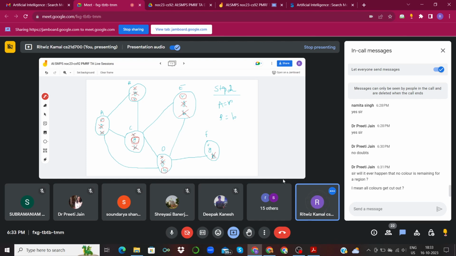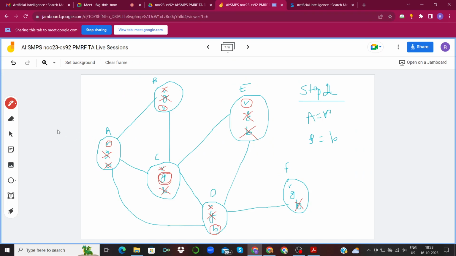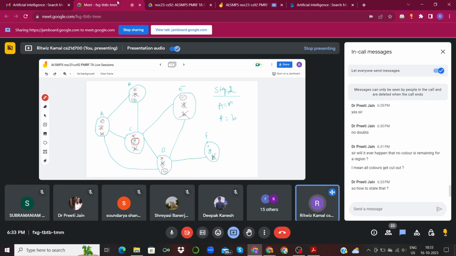For example, suppose that in this graph, your F had been connected to E as well. Then you couldn't assign R to F, because F was connected to E and E has been assigned R. So you cannot assign R to F. And also suppose F was connected to C as well, so you cannot assign G to it either. So F will not be left with any assignment of any color. That'll make it inconsistent. So that case can happen.